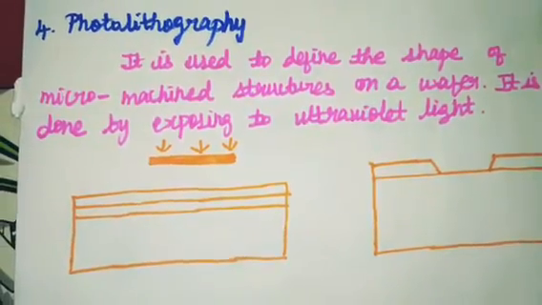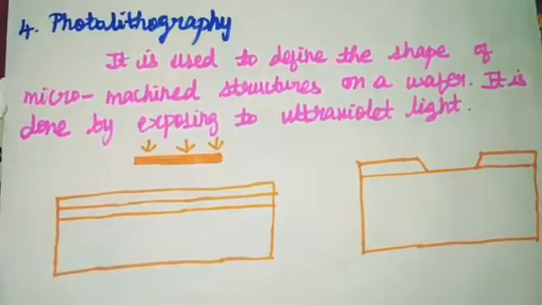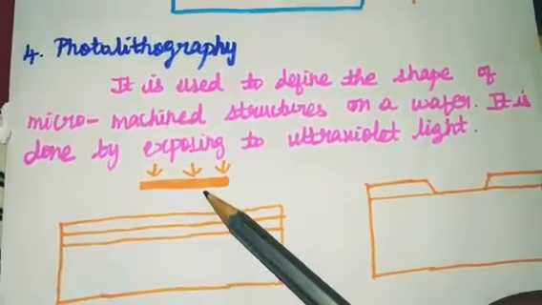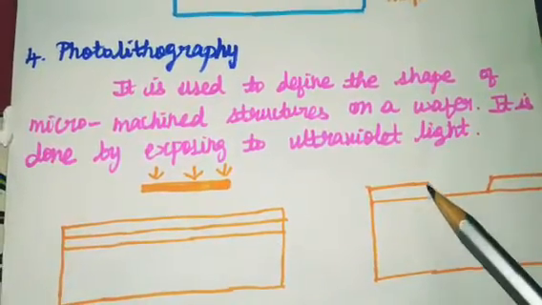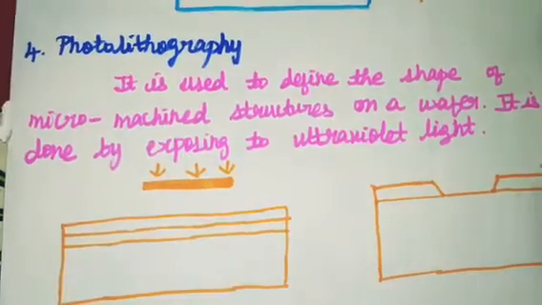Next step is photolithography. It is used to define the shape of micromachine structures on a wafer. It is done by exposing to ultraviolet light. After this it will become like this. Then we have to remove the photoresist material.